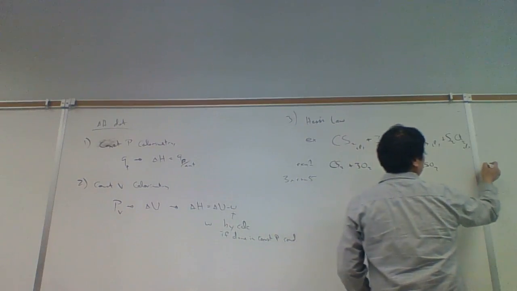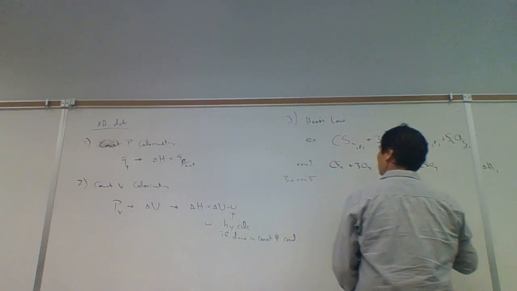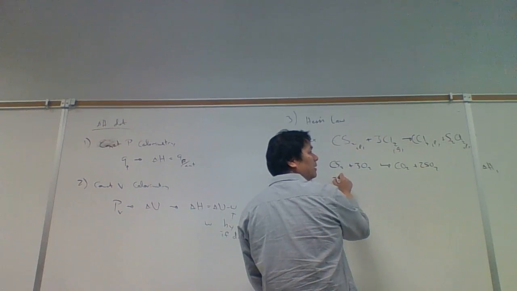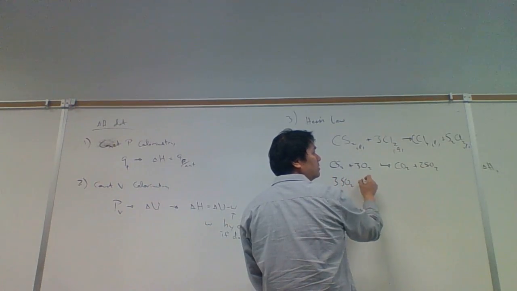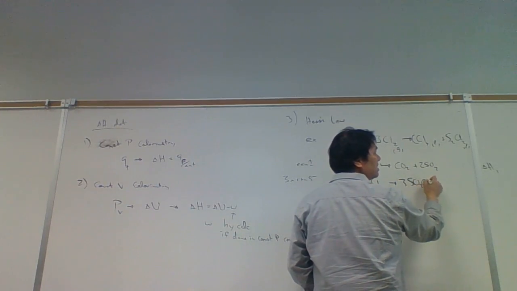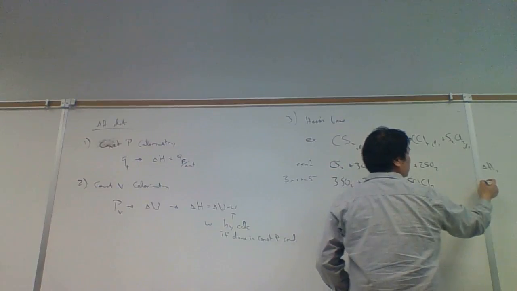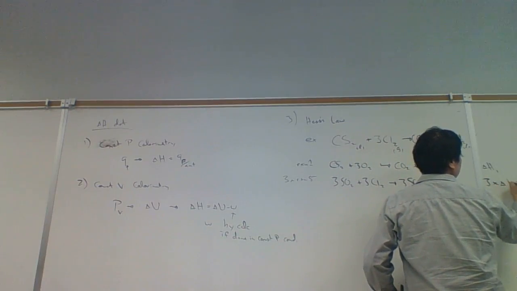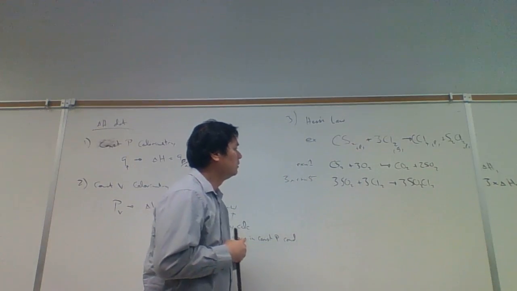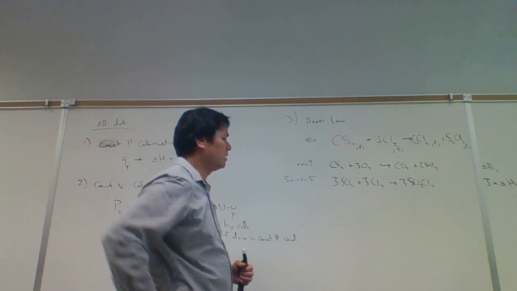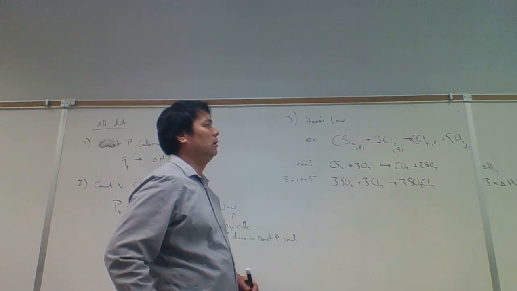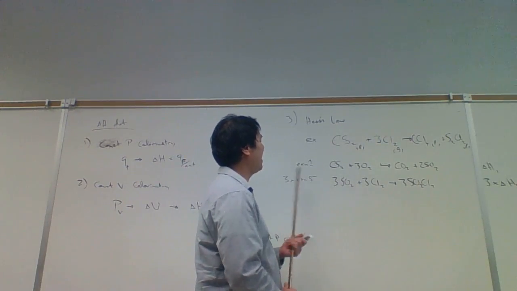And so this is delta H1. So CS2, if I multiply that one by 3, I'm going to get 3 SO2s plus 3 Cl2s yields 3 SO2Cl2. And I'll just do 3 times delta H5. Oops. Yeah, I'm going to turn this on.